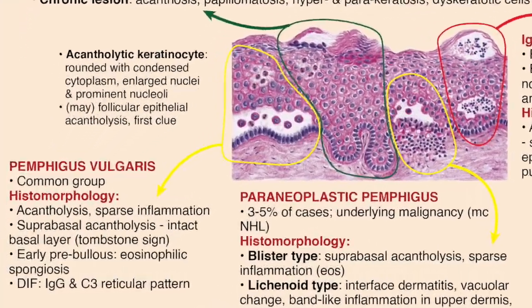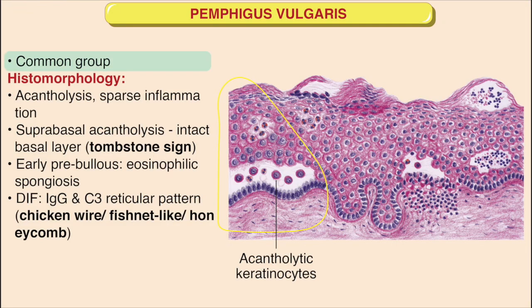Pemphigus vulgaris represents the most frequent group of the pemphigus. Histomorphology demonstrates acantholysis and sparse inflammatory infiltrate. Acantholysis occurs in the suprabasal layer, leaving a single layer of basal keratinocytes that look like a row of tombstones. Early pre-bullous stage may show only eosinophilic spongiosis.